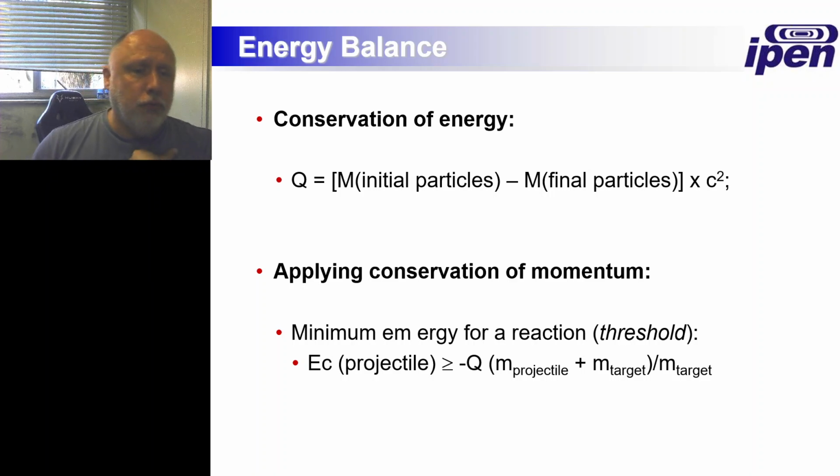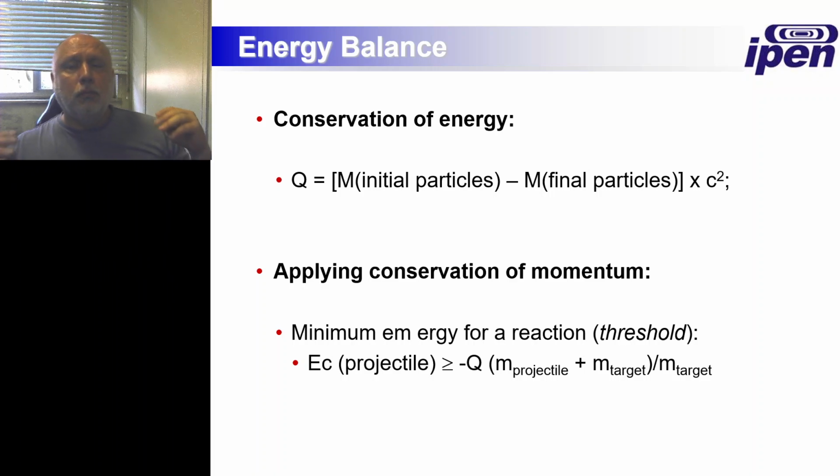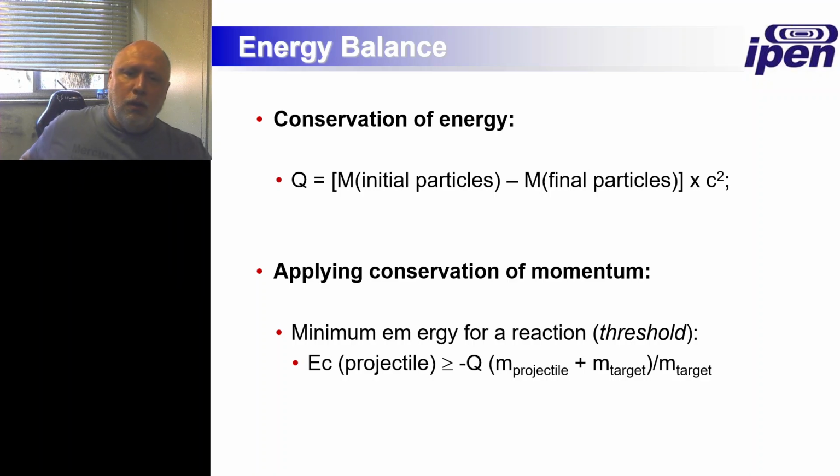But if we apply conservation of momentum, the numbers are not the same. It's an easy calculation, much similar to what we did with the decays back there, to see how much of the energy goes where. If we apply that too, we will find out the minimum energy, which we call the threshold for a reaction. The energy of the projectile has to not only be greater than Q in value, but there's this small calculation also.